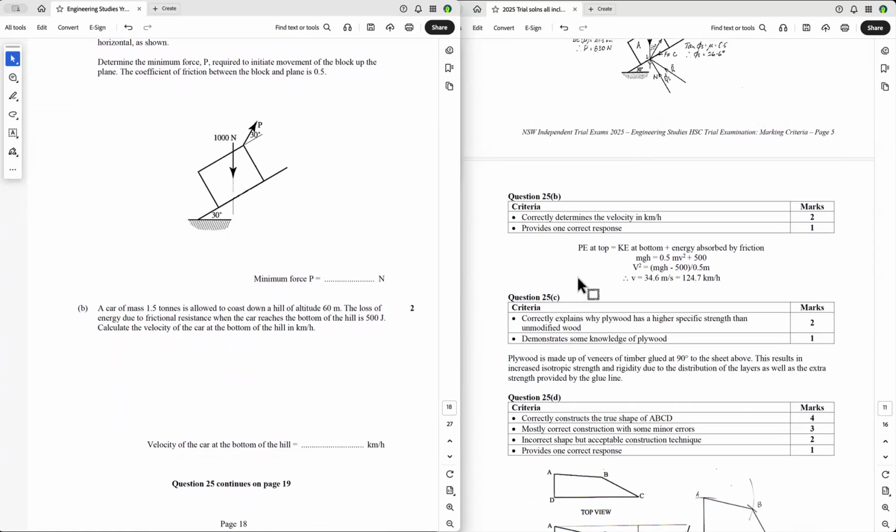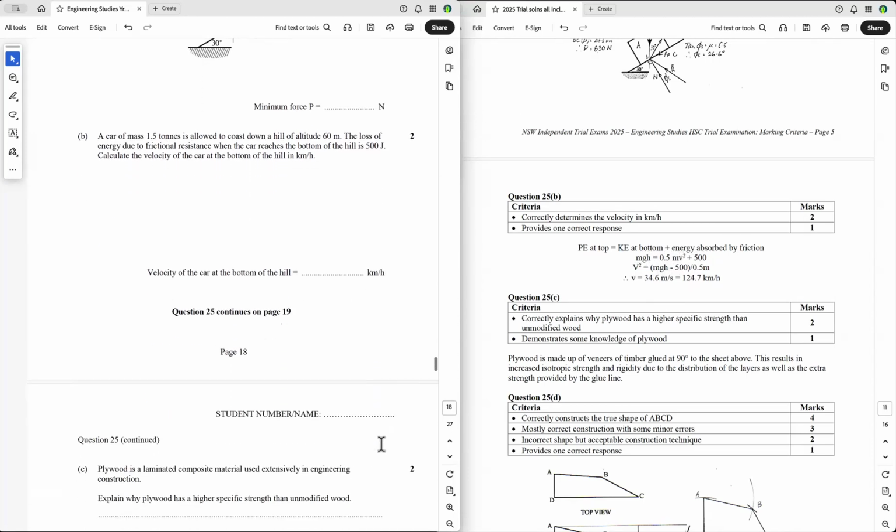So you make your statement, potential energy at the top equals kinetic energy at the bottom, plus the energy absorbed by the friction. And so you just mgh equals half mv squared plus 500. You've got v squared equals that. And so you get 34.6 meters per second. They ask you for kilometers per hour here. And so you convert it, multiply it by 3.6 and you'll get kilometers per hour.